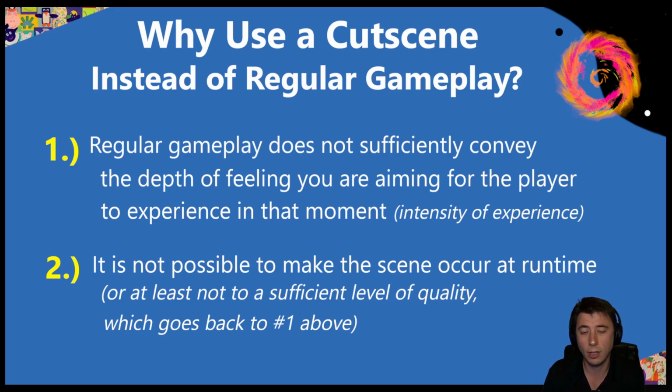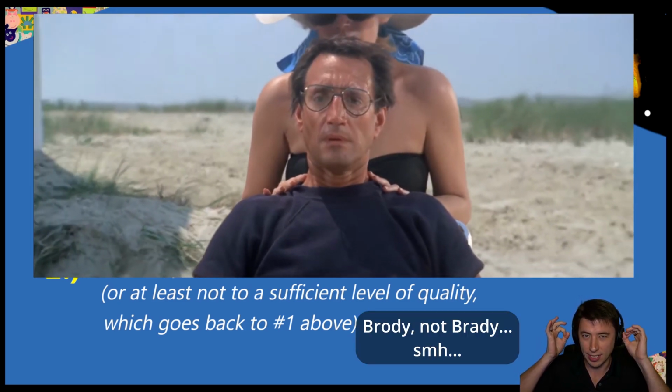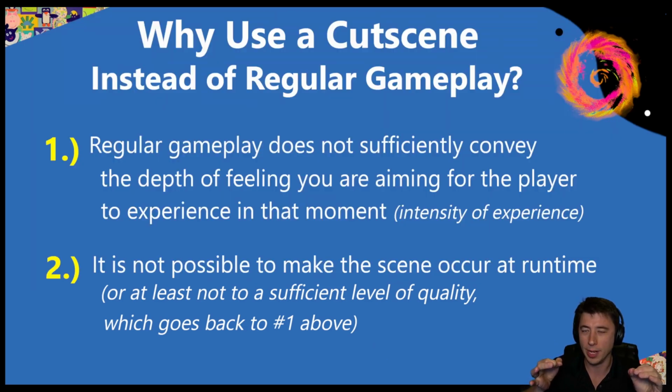As far as I can tell, there's only two reasons to do so. If the regular gameplay experience just does not convey the sense of emotion, the intensity of the experience that you want to convey at that moment, sure, use a cutscene. The classic one for me is the 1975 Jaws, the original dolly zoom. Now, maybe dolly zooms had happened before then, but in that moment, you just zoom into Chief Brody and he knows exactly what's happening at that moment. And the intensity of the emotion is perfect.